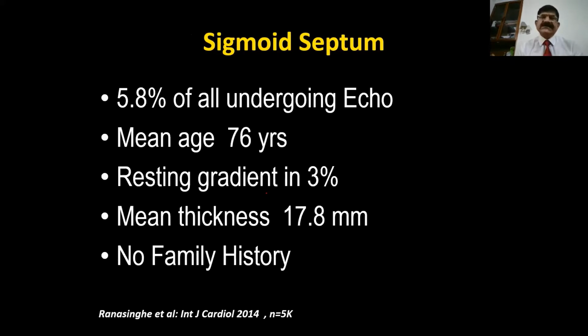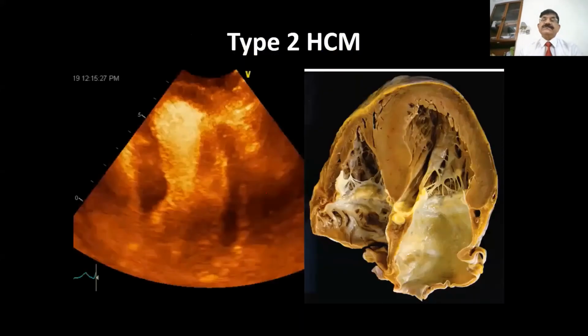Sigmoid septum as such is present in 6% of all patients undergoing echo, usually very elderly people, and resting gradient is not seen in 97%. Mean wall thickness is about 18 millimeter, and they have no family history. These are the characteristics of type 1 hypertrophic cardiomyopathy of Maron's.